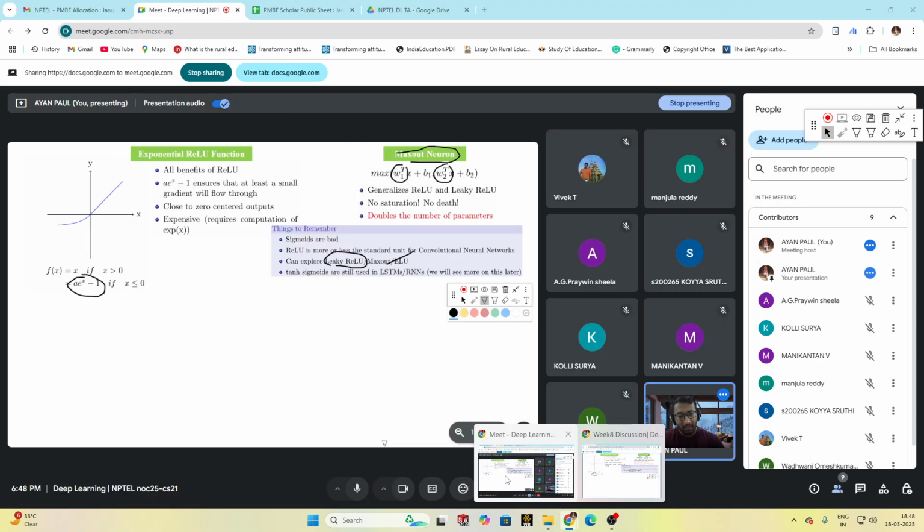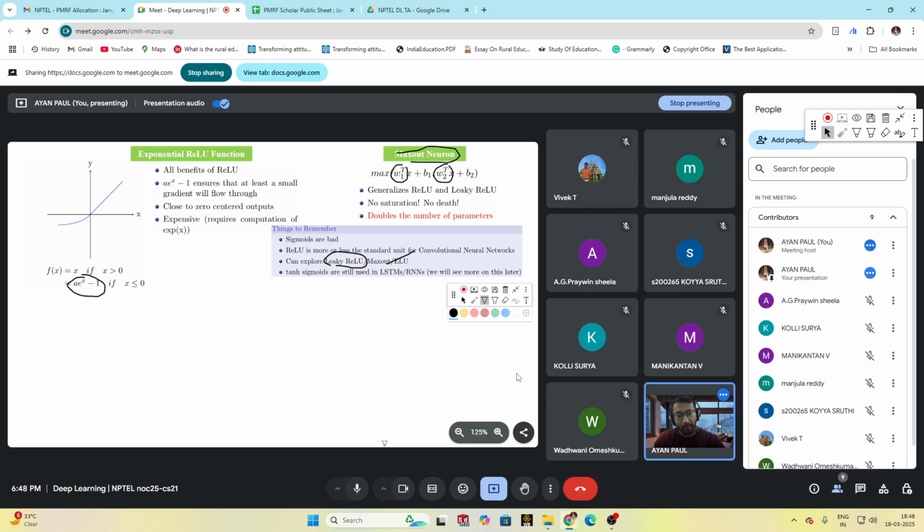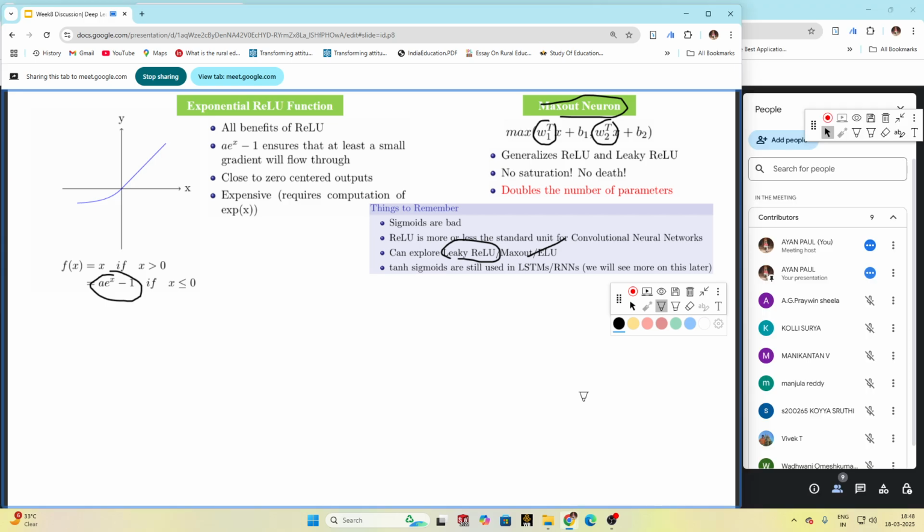Okay, so is this clear to all of you up to this? Okay, nice. Then we will see the next thing, that is better initialization strategy.